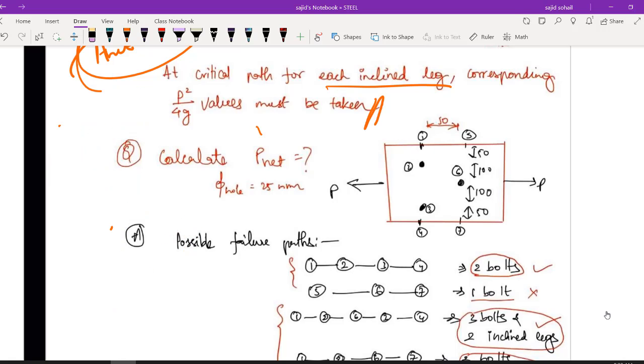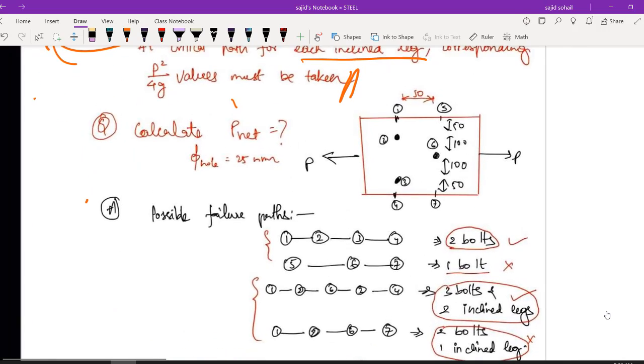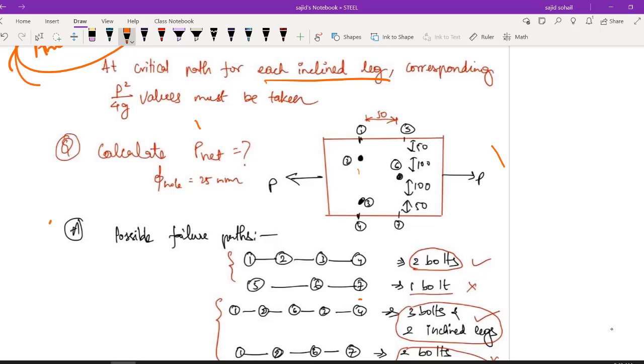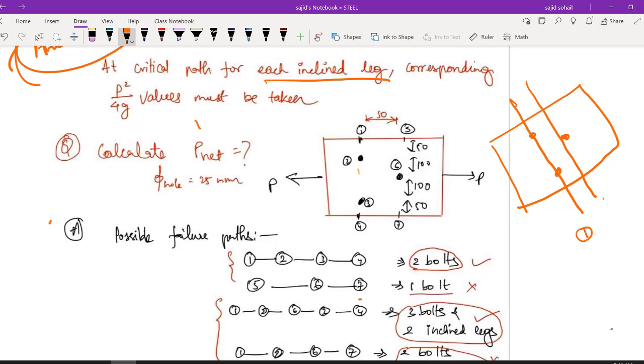So let us try to understand. In examination you need not waste your time solving all the possible ways. Just by seeing you should be able to say. Let us try to understand the possible ways in which this can fail. So first, obviously it can fail like this. Second, it can fail like this.